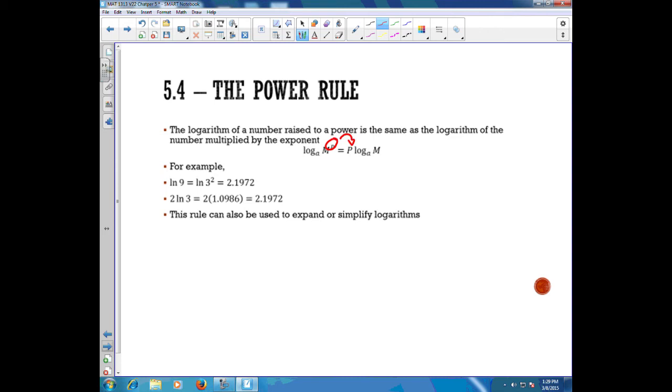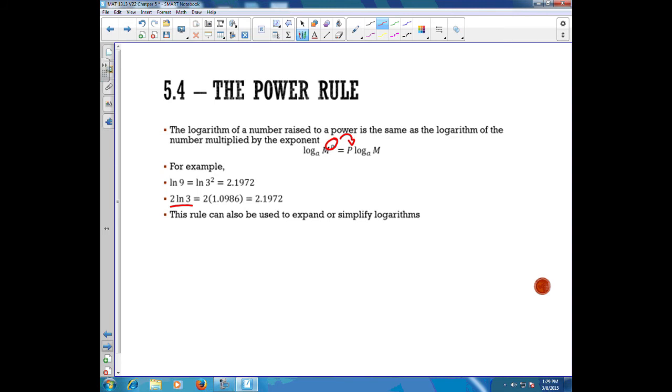So we have something like the natural log of 9. That's the same thing as the natural log of 3 squared. Right? 9 is 3 squared, which is 2.1972. We then rearrange that, and we look for 2 times the natural log of 3. Well, that's 2 times 1.0986, which gives you 2.1972. We get the same answer.